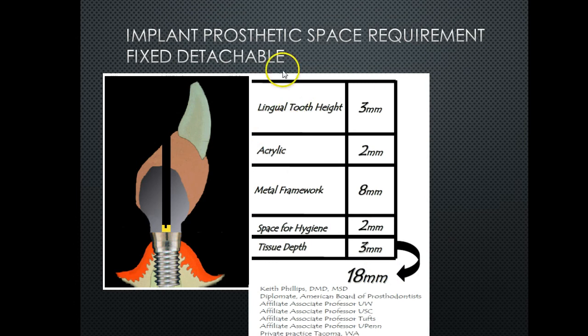For implant prosthetic space requirement for the fixed detachable, now, where we put the screw in, now this is fixed, so even though we're saying detachable, it is fixed, but it's screw retained. Ideally, you need to have 18, but you don't want to go below 15. If you go below 15, you're going to have problems, especially with stress fractures. So again, 3 for tissue depth. And for the metal framework, let it be the bar, it'll be about 8 millimeter, then acrylic on the top, and obviously from the lingual side for the tooth. So 18 is what you're looking for. 15 is the minimum.